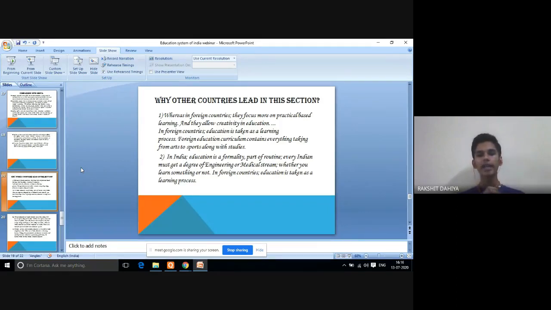Second point, in India, education is a formality. We all say that each and every one has a right to study, but it is a type of formality, a part of routine. Every Indian must get a degree of engineering or medical stream, whether you learn something or not. So this is the point for the money, and I am not going to talk about this. In foreign countries, education is taken as a learning process, which includes creativity, children's skills, and different types of things.